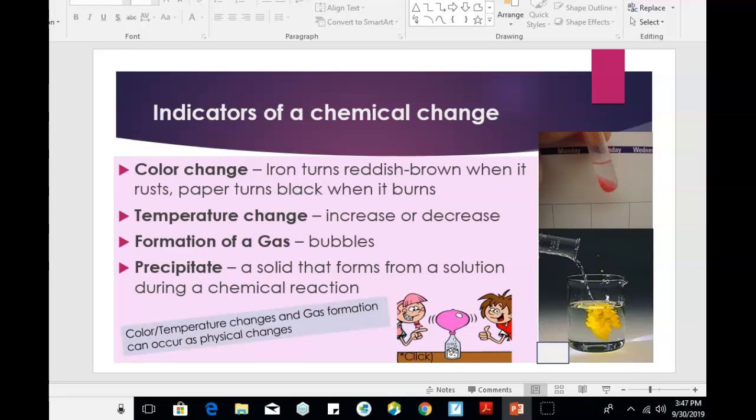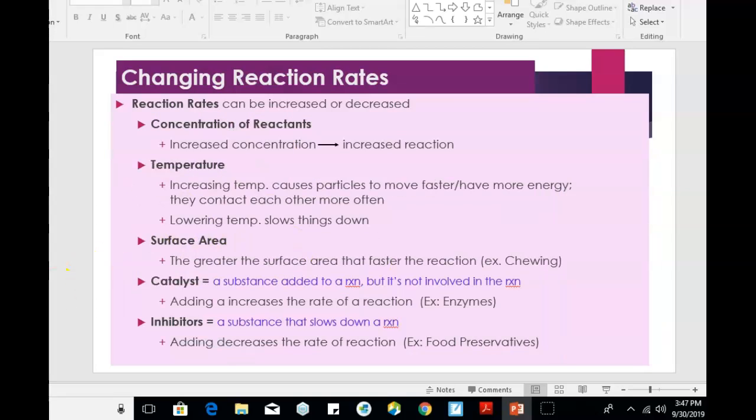Here's the slide we talked about. It's just a different way of showing it. So in the case of a chemical change, please look at this slide, guys. That's like half your test right there. And how to speed up and slow down reactions: a catalyst or changing the temperature will speed up or slow down your reactions.